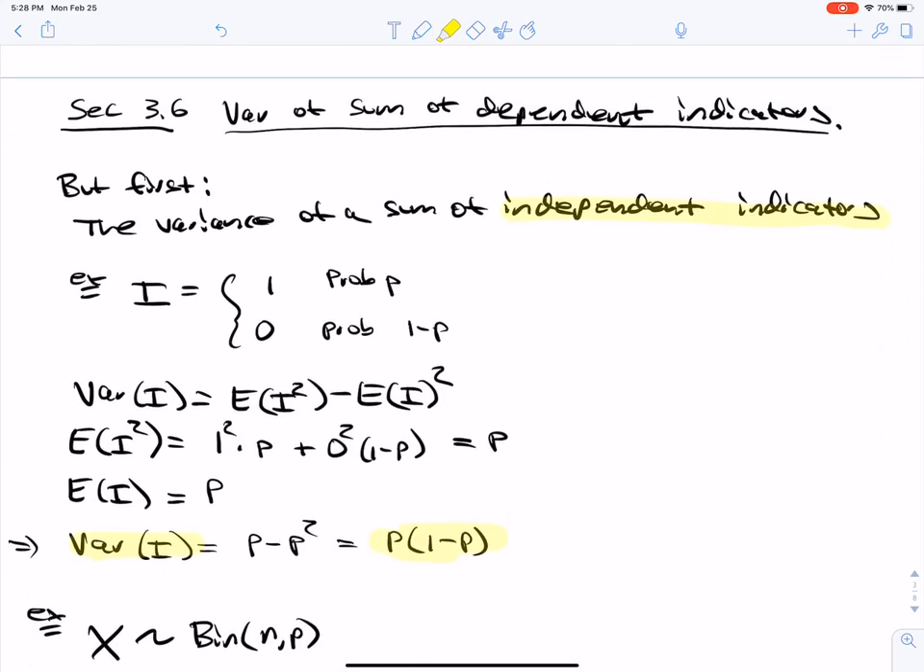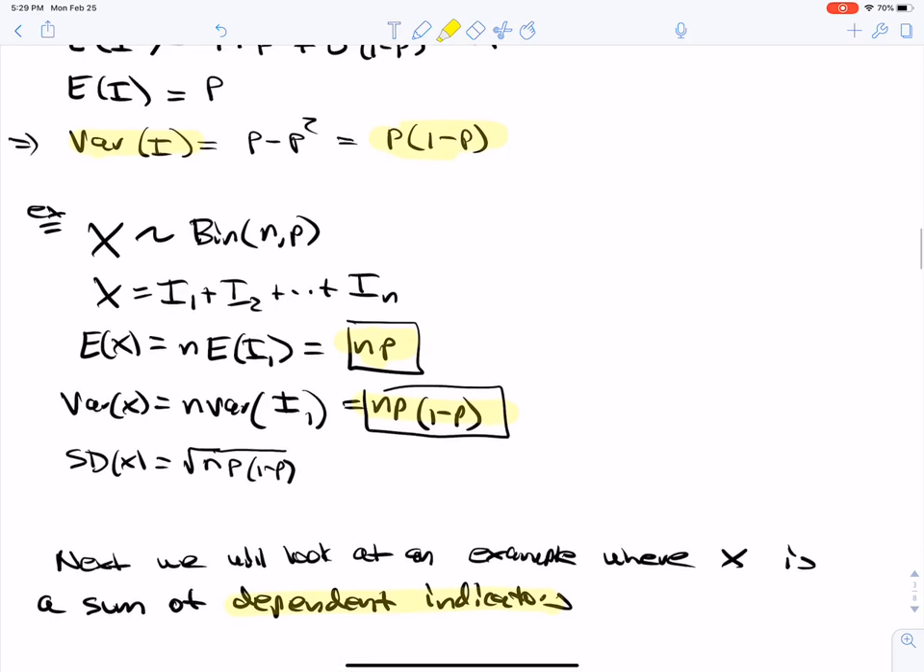So now we're going to talk about the variance of a sum of dependent indicators, but first in the case of independent indicators. So if you have an indicator, the variance of that indicator is the expectation of I squared minus expectation of I quantity squared. The expectation of I squared is 1 squared times p, which is just p, and the expectation of I is p, so we get the variance is p minus p squared, or p times 1 minus p.